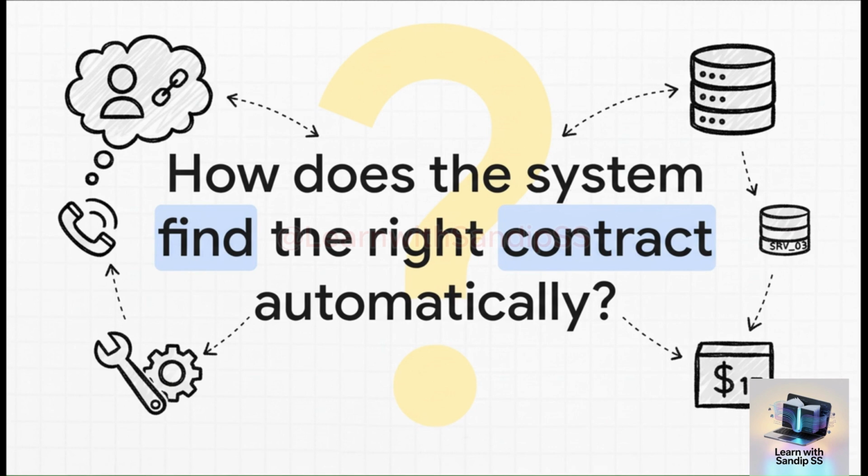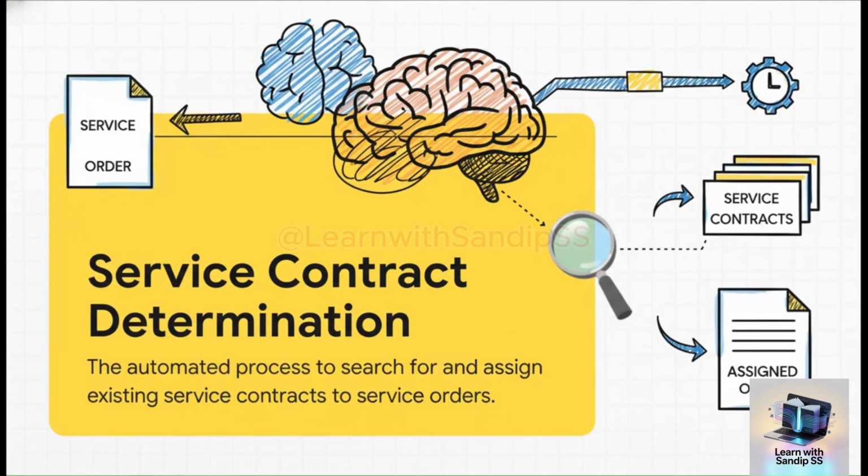How in the world does your service agent, or even the system itself, know instantly that this customer gets the special $15 price? The answer is service contract determination. This is basically the brain of the whole operation. The second a new service order is created, the system just automatically scours its records to find and assign the right contract to that order. Nobody has to do a thing.